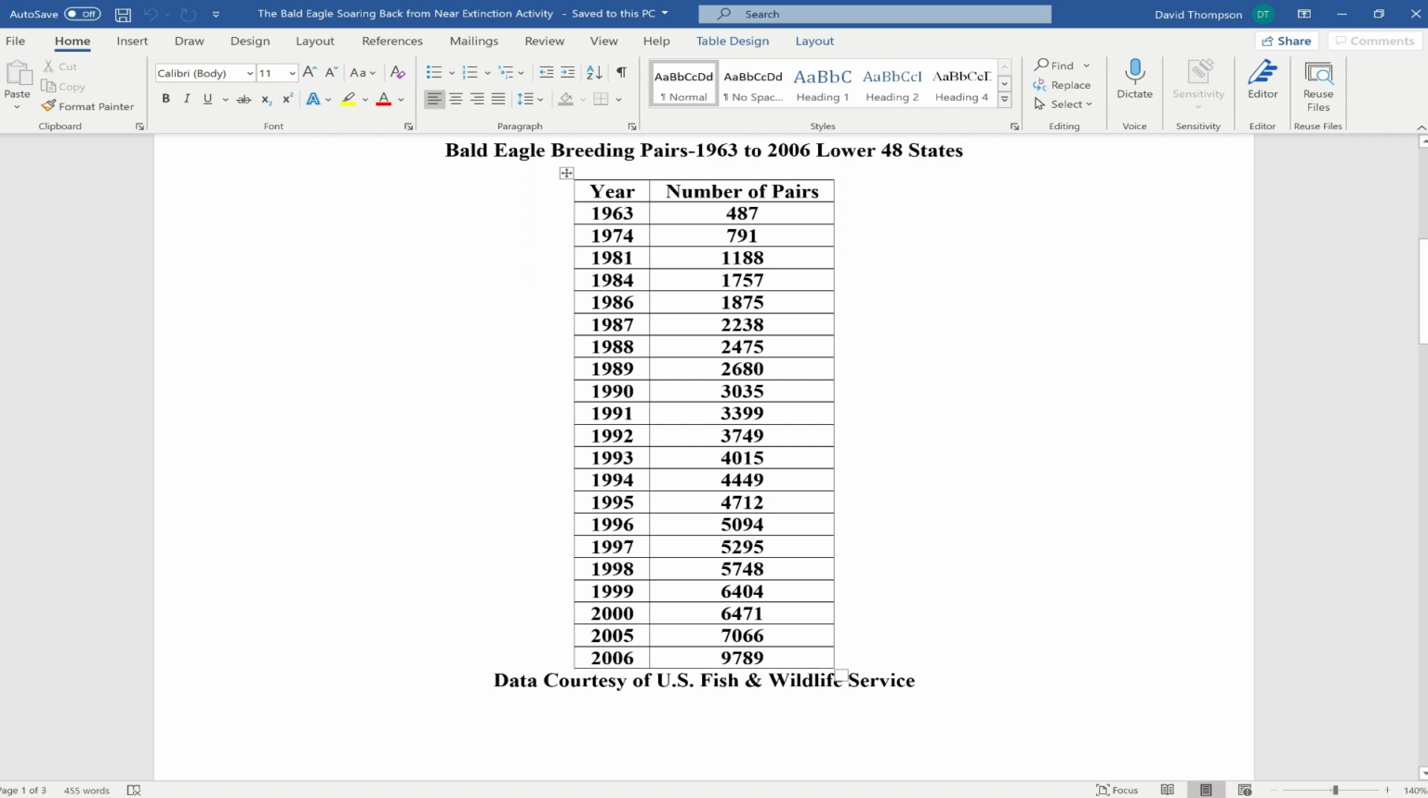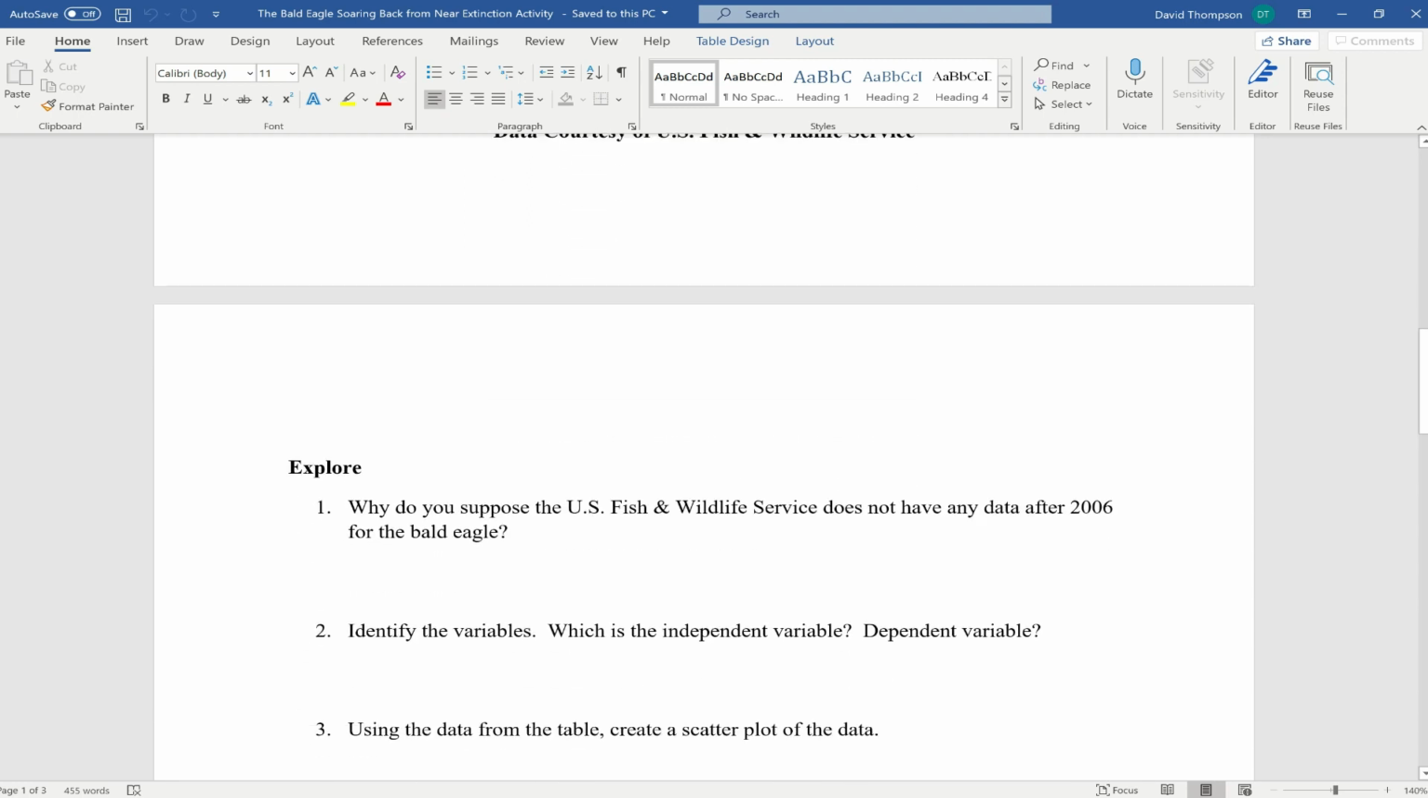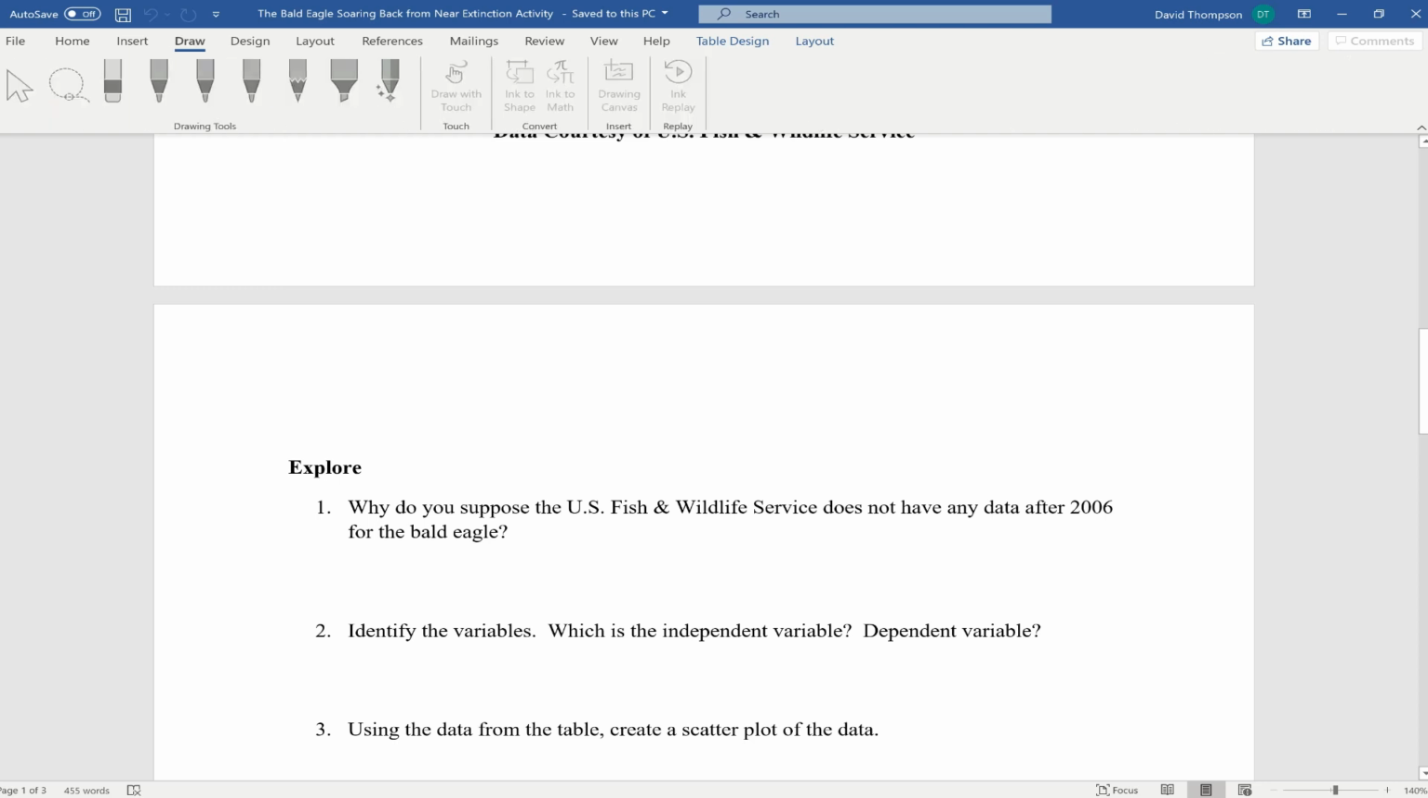So this data is provided by the U.S. Fish and Wildlife Service. So let's start with answering our questions. Why do you suppose the U.S. Fish and Wildlife Service does not have any data after 2006 for the bald eagle? So we know in 2007 the bald eagle was removed from the endangered species list, so we can deduce that the reason that they don't have any data after 2006 is the bald eagle was removed from the endangered species list.